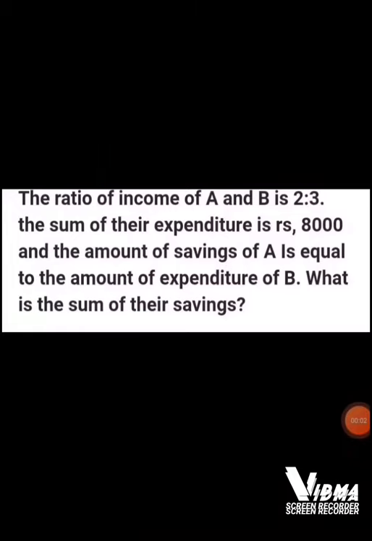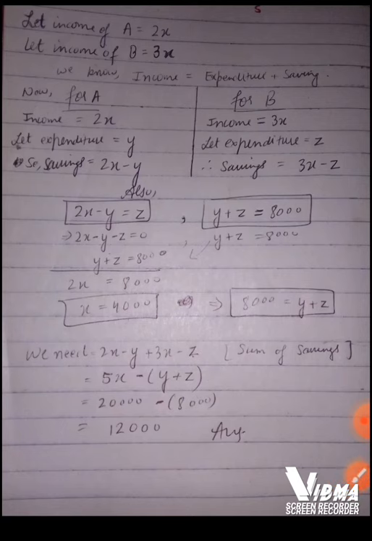Okay, so the question is: the ratio of income of A and B is 2:3. The sum of their expenditures is rupees 8,000 and the amount of savings of A is equal to the amount of expenditure of B. So we have to find the sum of their savings basically. Okay, so let us see the solution. So this is the solution.